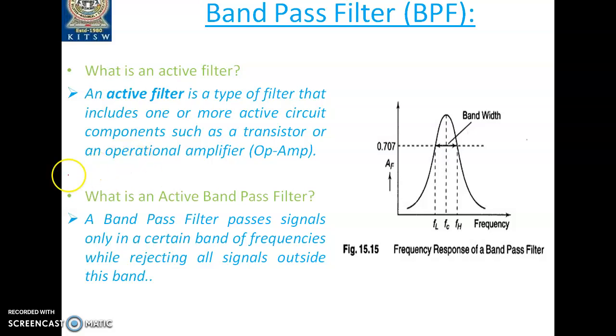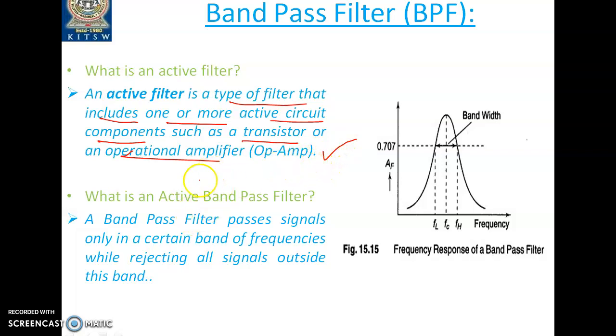Alright, so what is an active filter? An active filter is a type of filter which includes one or more active circuit components such as a transistor or op-amp. Normally we are going to be designing any kind of filter using an active component called an operational amplifier.